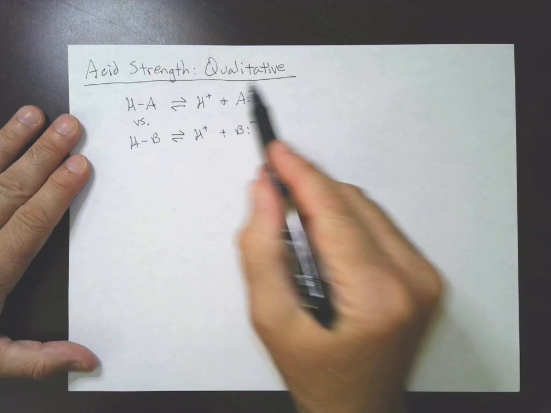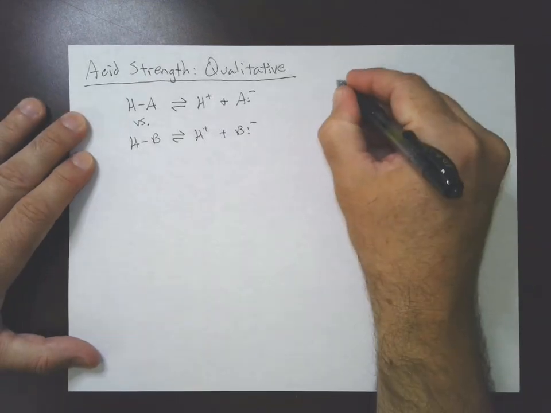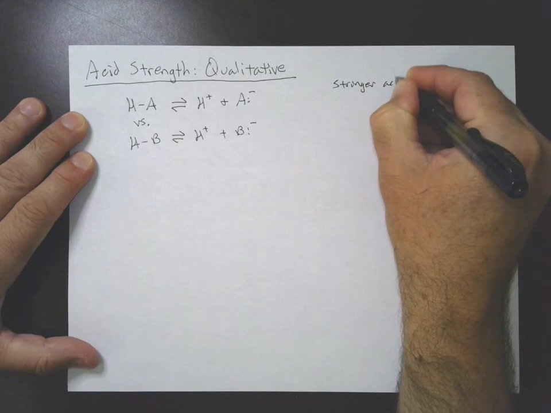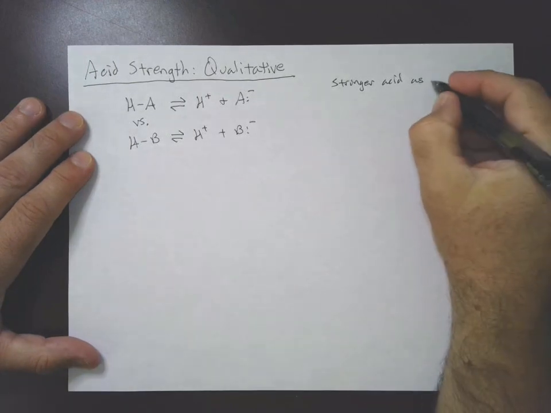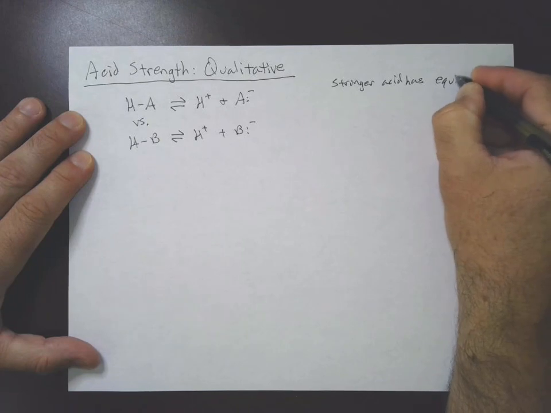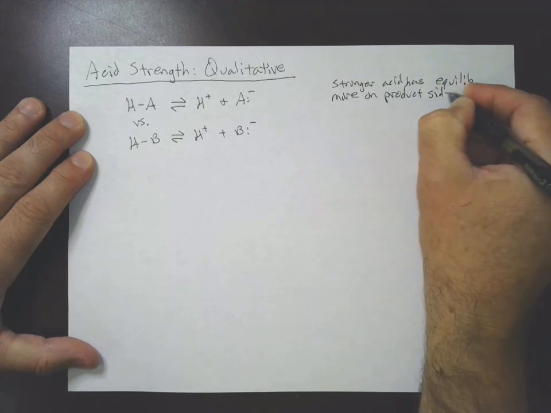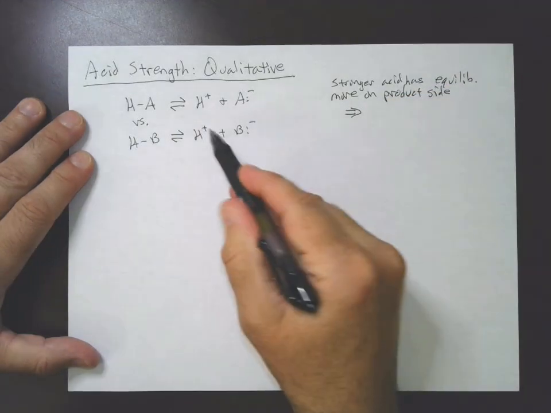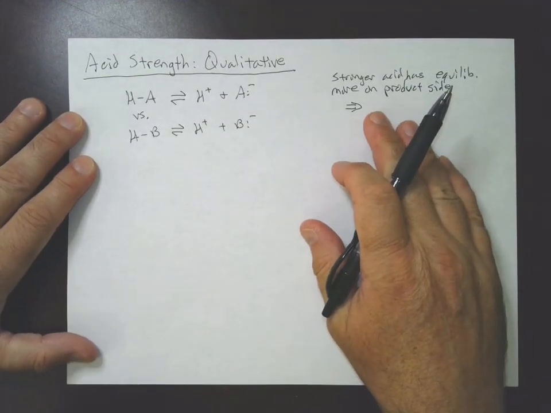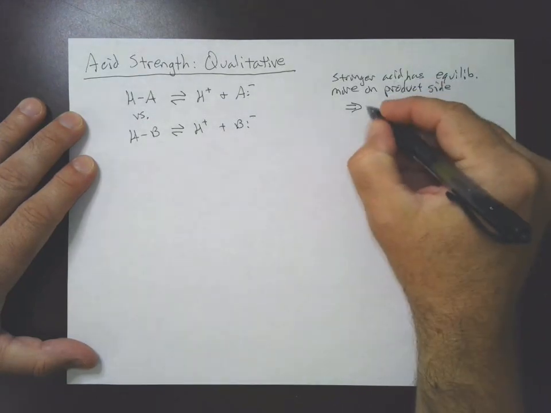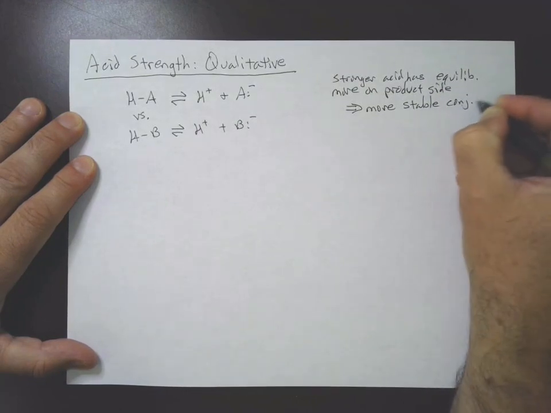So the stronger acid will have equilibrium more on the product side. So let me just write that here. Stronger acid has the larger Ka, the lower pKa, has equilibrium more on product side. What does that mean? It means the products are more stable. Well, protons are protons, so those are going to have the same stability. And what we really want to look at is the stability of the conjugate base. So we'll say more stable conjugate base.